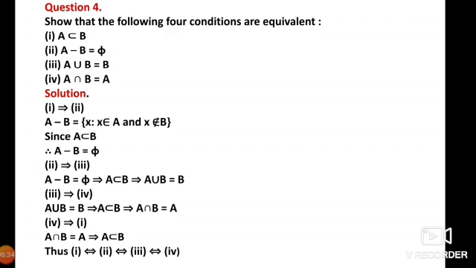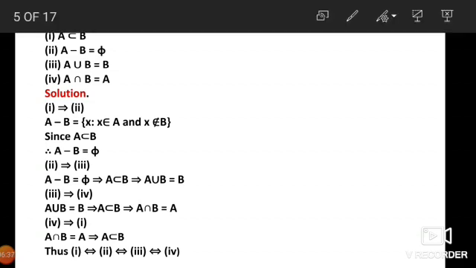So you can also write it as if and only if for this condition. What is A minus B? X such that X belongs to A and X not in B. This is by definition. Given A subset of B, you can say that A minus B equal to empty. If A minus B equal to empty, it is automatically A subset of B, and that implies A union B equal to B. If you have any doubt regarding whether A union B equal to B or A intersection B equal to A, you can draw a Venn diagram and verify it.